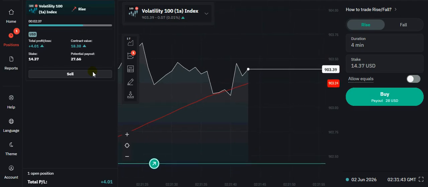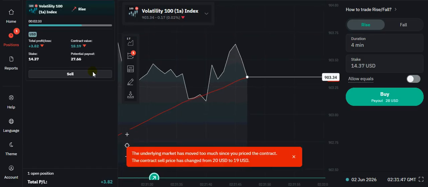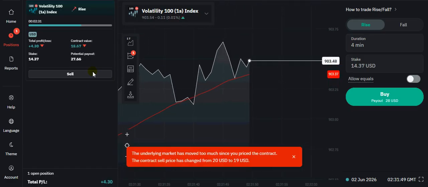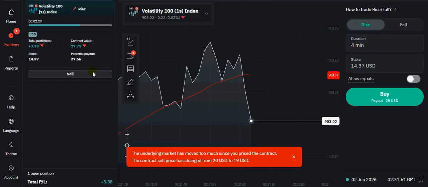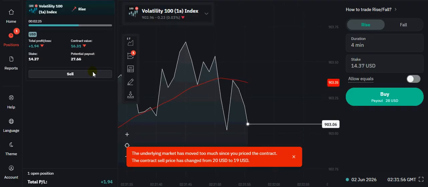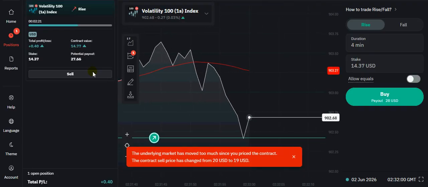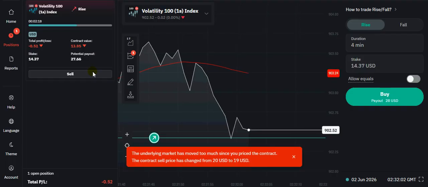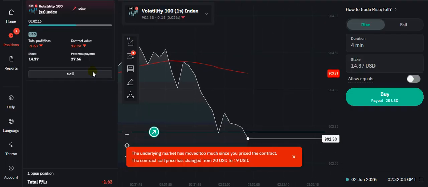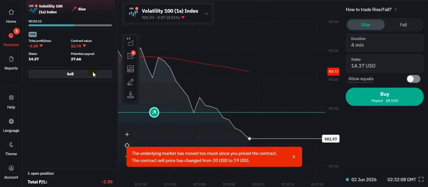Okay, the market really pushed right there. So I wanted to close at 5 point something. You have to close so fast because it's going to go down. Because at the time it's counting, it's going to go down. So you don't have to wait for it to hit. Maybe $4 is okay. Just close the trade and place another trade.